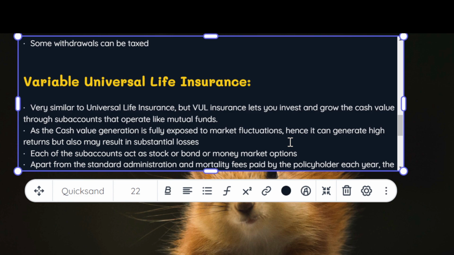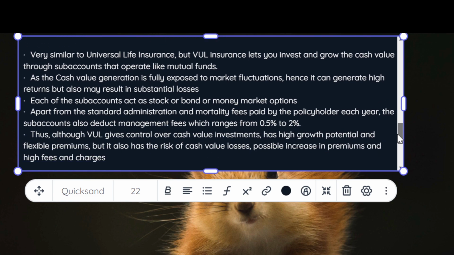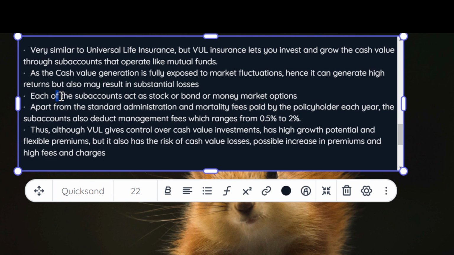So obviously you can easily understand that the chances of returns are really high here if you invest in the right products, and similarly the chances of loss are also substantially high, because in case the products that you choose don't perform, then it will give you high losses, right? So as we discussed, each of the sub accounts can be a stock product, or a bond, or a money market, or a commodity market, whatever it may be.